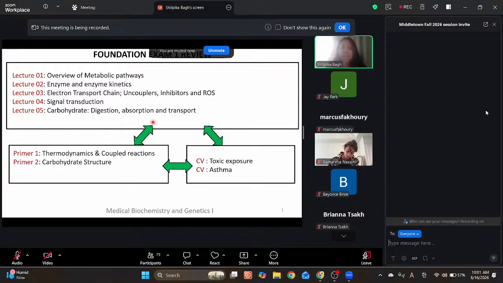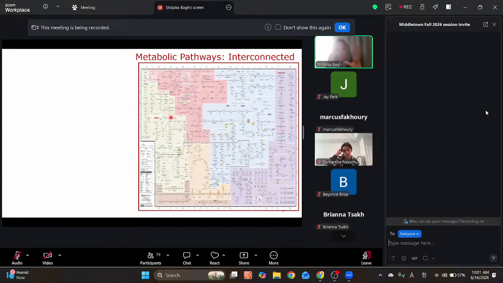Now let's see how I'm going to do this recap. I'm not going to teach here. I'm going to go over this, and in the end, I'll give you about 5 minutes to ask questions. I have divided this recap into 2 phases. First phase, we will do overview, enzymes, and carbohydrate digestion. I'll give you a 5 minutes break, and in the second phase, we will do ETC and signal transduction.